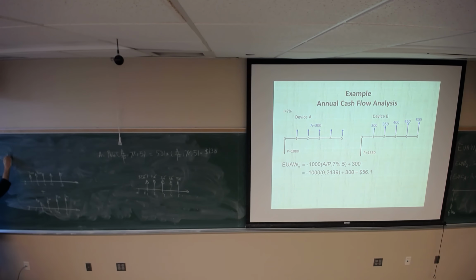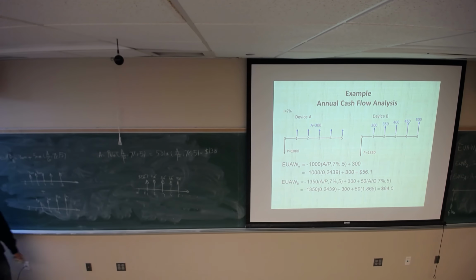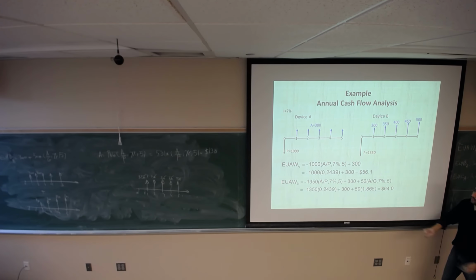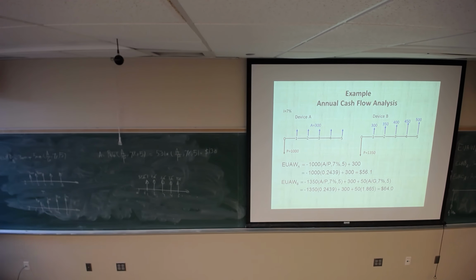The benefit for device B is 300 plus, it's an arithmetic gradient. You are looking for A when G is given. $300 plus this, the cost do the same thing that I did here with the value of 1350 and get 64. 64 is greater than 56, so you pick device B.